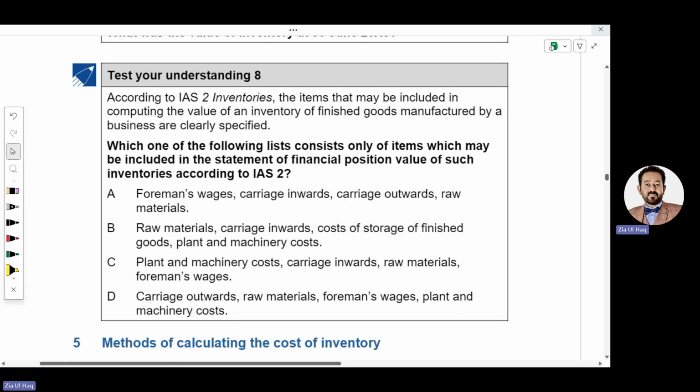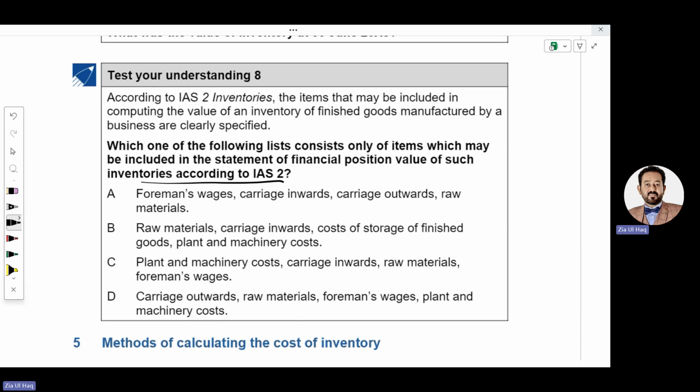Test your understanding 8. According to IAS 2 Inventories, the items that may be included in computing the value of an inventory of finished goods manufactured by a business are clearly specified. Which one of the following lists consists only of items which may be included in statement of financial position value of such inventory according to IAS 2? Which cost should be included in inventory?